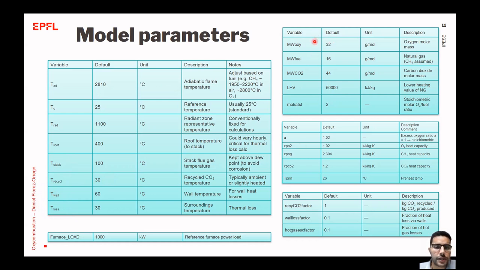We also need to know the molecular weight of the oxygen, the fuel, and the CO2, and the lower heating value of my fuel. Other characteristics that are more associated to the stoichiometry of the fuel combustion are the molar oxygen to fuel ratio, as well as the excess oxygen ratio. We have the heating capacities of the oxygen, the natural gas, and the CO2 in the flue gas, and the temperature of preheating if we are going to preheat the air and the oxygen that is incoming to my furnace. We have the recycling factors and the wall loss factor and hot gas factor that are associated to these losses that we mentioned before.